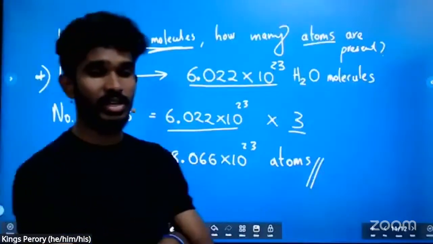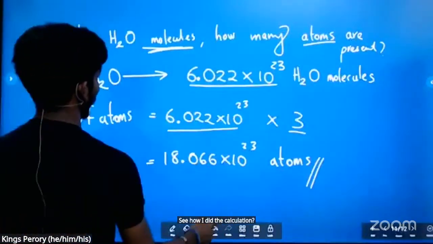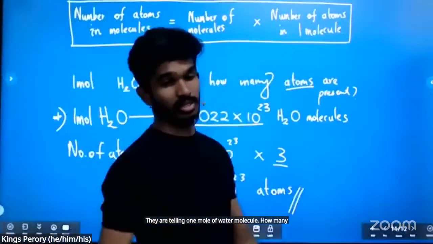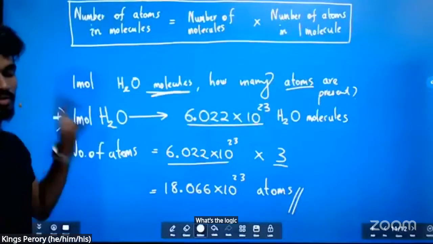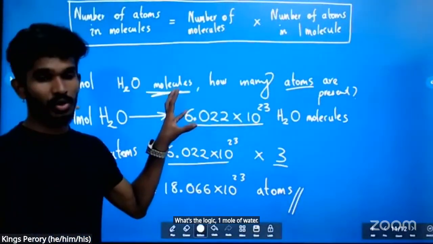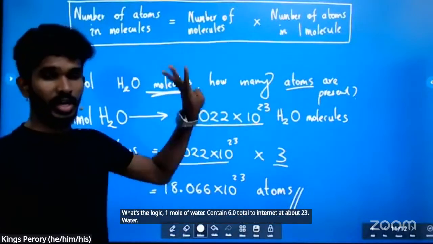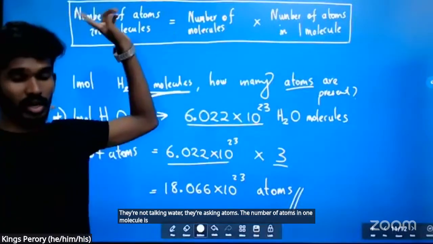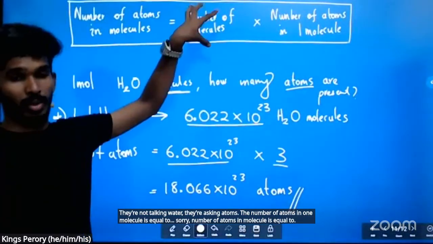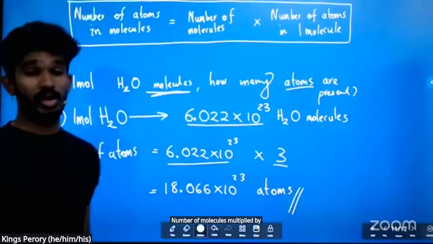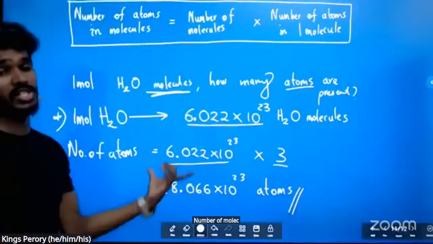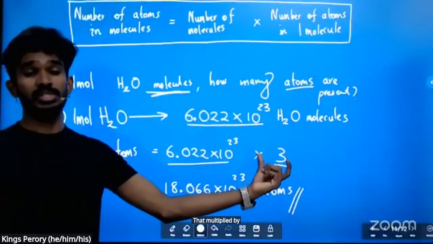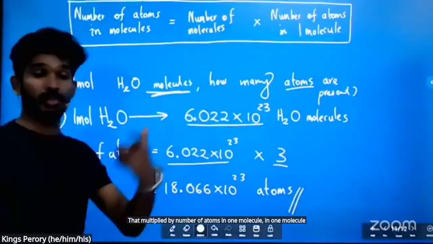See how I did the calculation? They are telling 1 mole of water molecule. How many atoms are present? What's the logic? 1 mole of water contains 6.022 into 10 to the power 23 water molecules. They are not asking molecules, they are asking atoms. Number of atoms in molecule is equal to number of molecules multiplied by number of atoms in one molecule. Number of molecules is 6.022 into 10 to the power 23, multiplied by the number of atoms in one molecule. In one molecule, 3 atoms are there, so multiplied by 3.